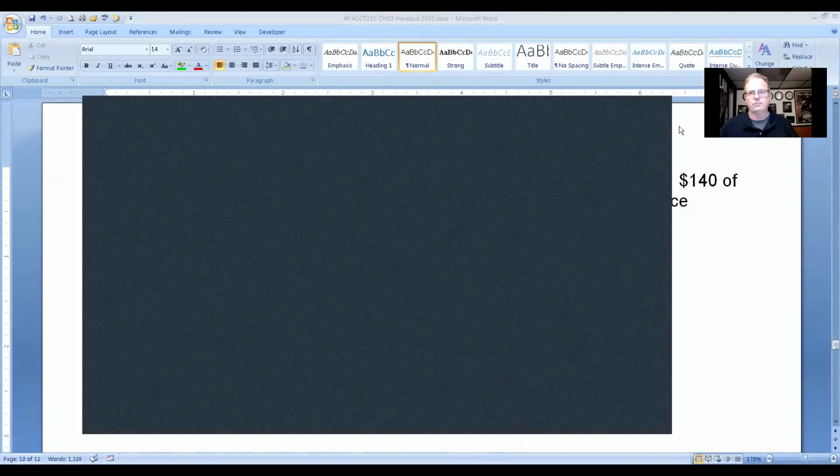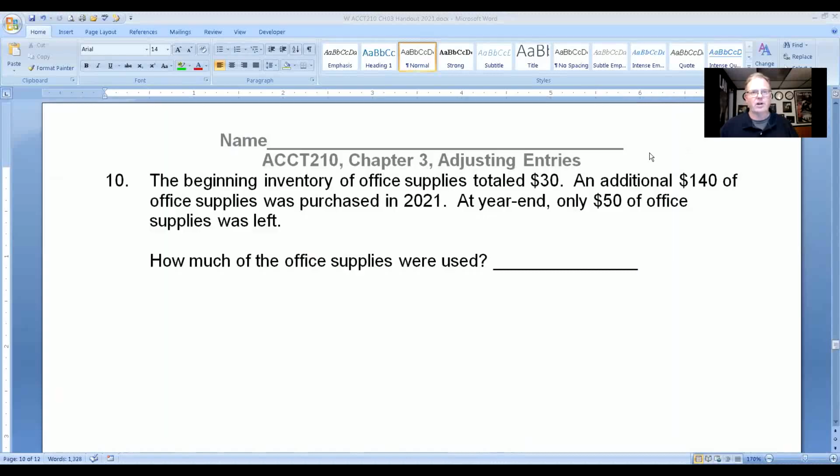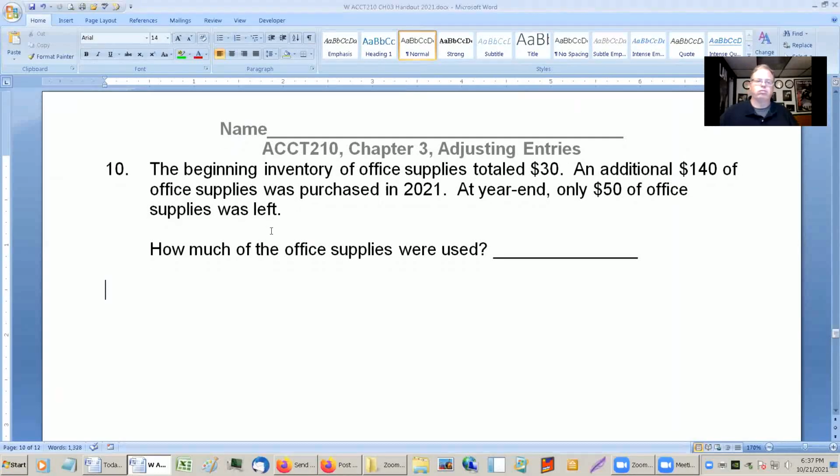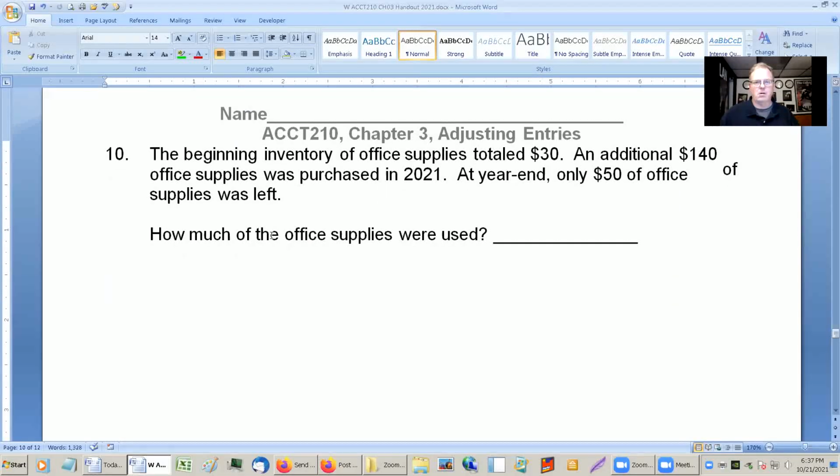We don't see the question. It's gone. Oh, now it's back here. At the end of the year, there's 50 of office supplies. How much supplies was used? 120. 120 was used. Okay.